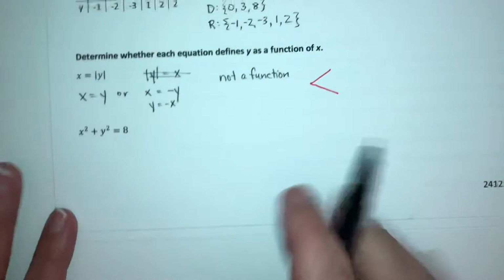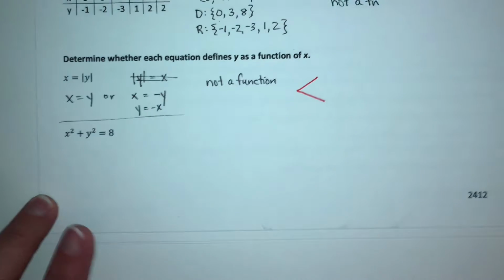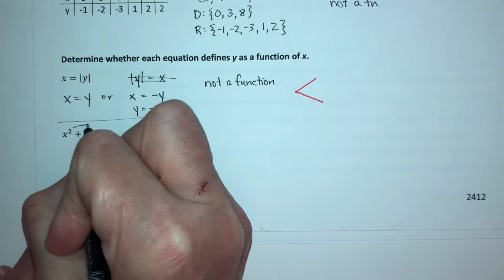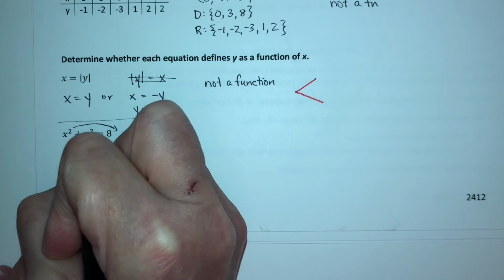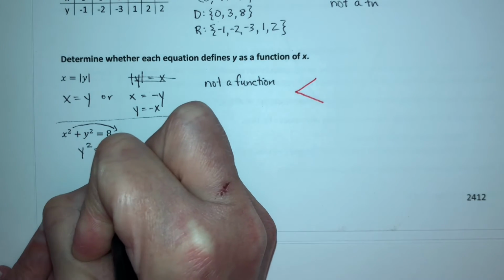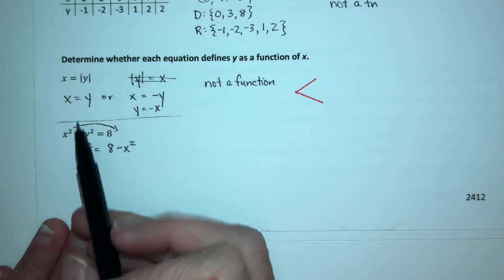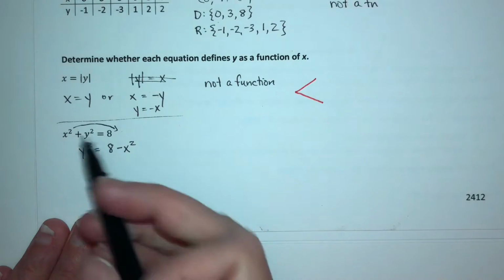Okay, now let's try the same thing here. x squared plus y squared is equal to 8. I want to figure out if this is a function or not. So I need to solve this for y. So to do that, I'm going to subtract x squared from both sides to get y squared is equal to 8 minus x squared. And now to solve for y, I can use the square root property and take the square root of both sides.